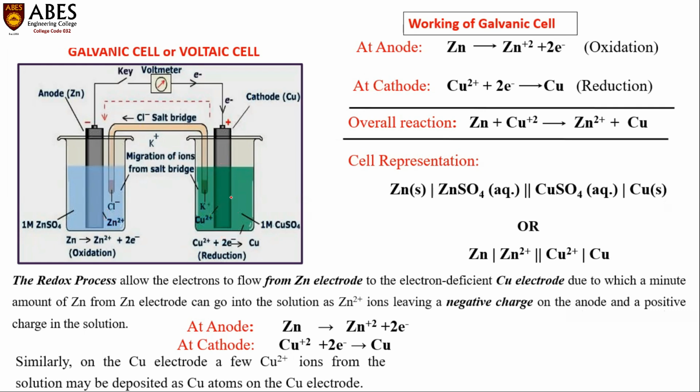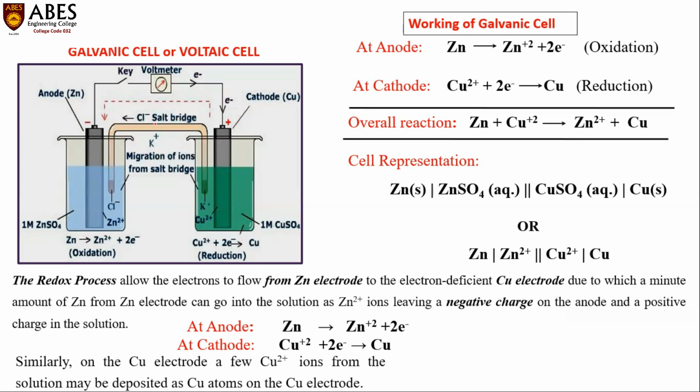Therefore, in this situation, the flow of the electrons will be hampered due to the disruption of this concentration. So for this, we use the salt bridge, which is a U-shaped glass tube filled with KCl. What is the role of this KCl?